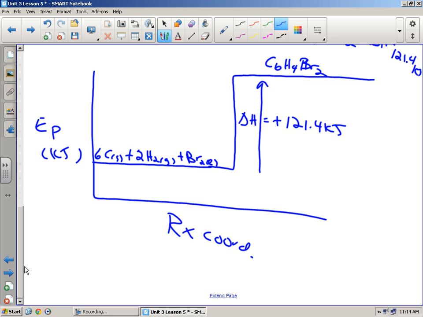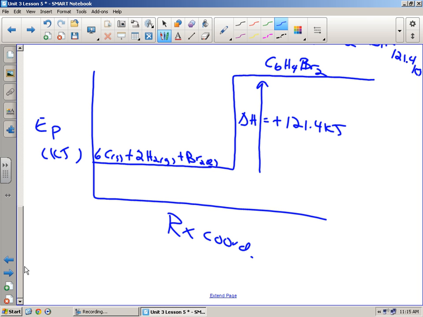All right. So, that's the first part. Good review there, potential energy diagram. Like I said, that's your three different ways, and of course, we'll try and review some of that stuff here as we go along.